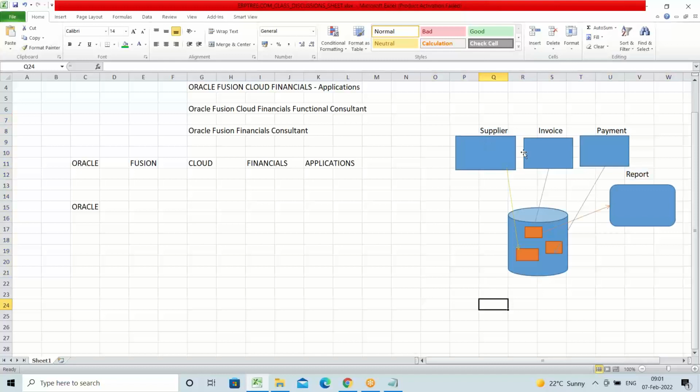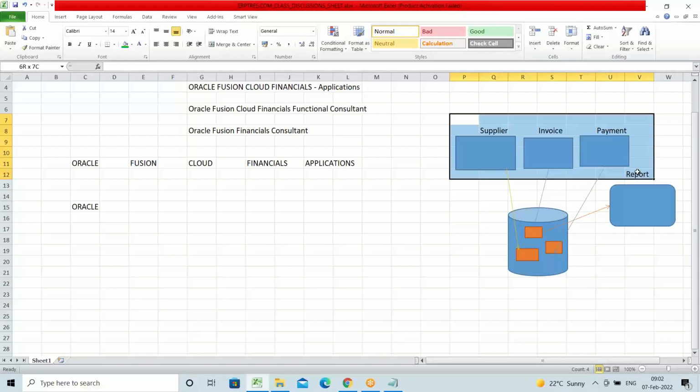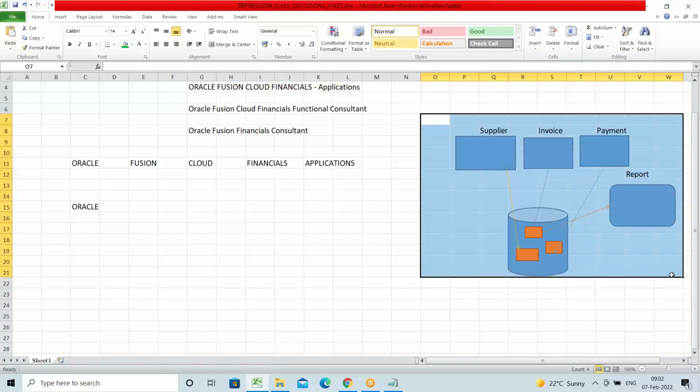Now, think about these pages: suppliers, invoices, payments. Where do we require these pages? In the payables department. Ideally, these pages are used by the payables department. In the payables department only, we create invoices, we make the payments to suppliers, and we have to maintain the suppliers' information. So these pages belong to suppliers, invoices, and payments, and reports also belong to the same data. So these pages are used by which department? Payables department.